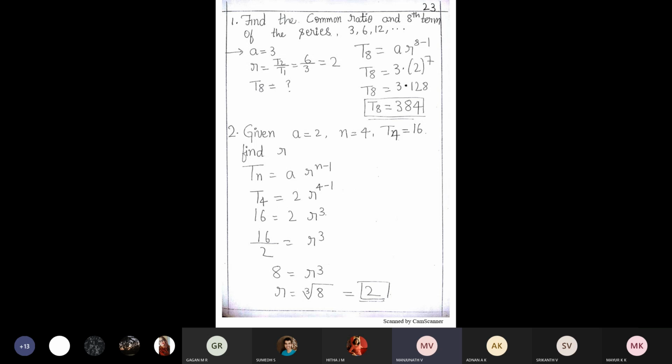Any questions? No, sir. No questions, sir. It's a simple, easy thing. Not difficult at all. Take the second problem. Given A is equal to 2, N is equal to 4, T4 is equal to 16. Find R. Write this problem.